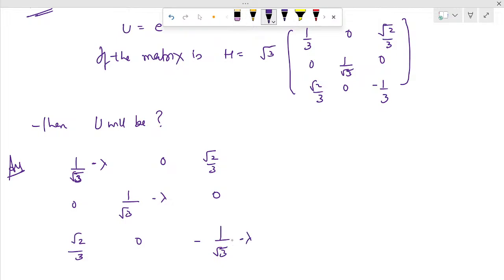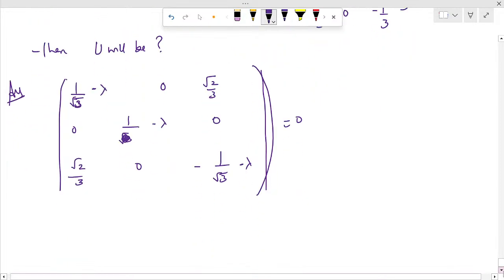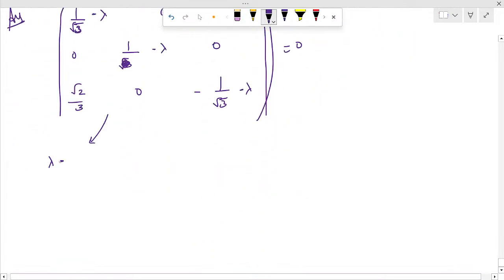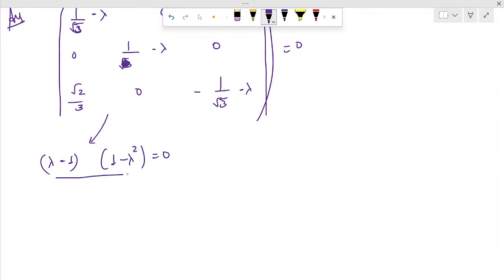Right, the question is this only, no? If I make a mistake, then I'll be gone. Just let me wait for a minute. Okay, this was how it was written. So this is 1 upon root 3, 1 upon root 3 means 1 here, if I multiply root 3 here. So this is one thing. If I take this determinant equal to 0, what I'll get? I will simply get this: lambda minus 1, and then 1 minus lambda squared equal to 0. Remember, this is the characteristic polynomial.